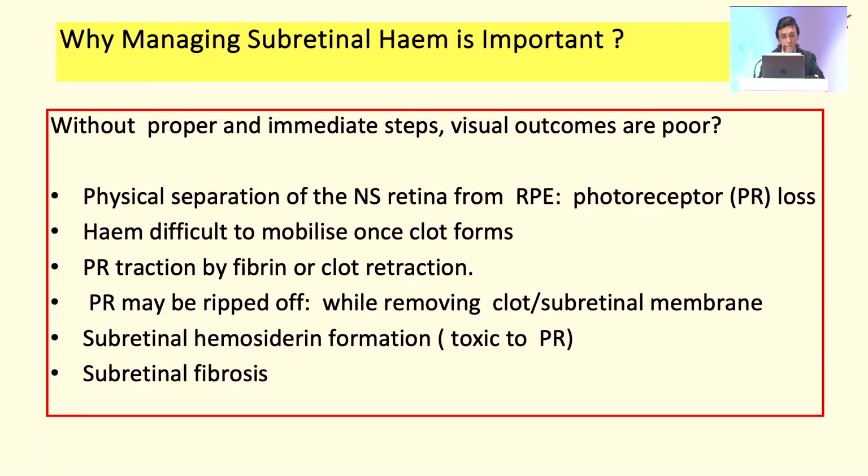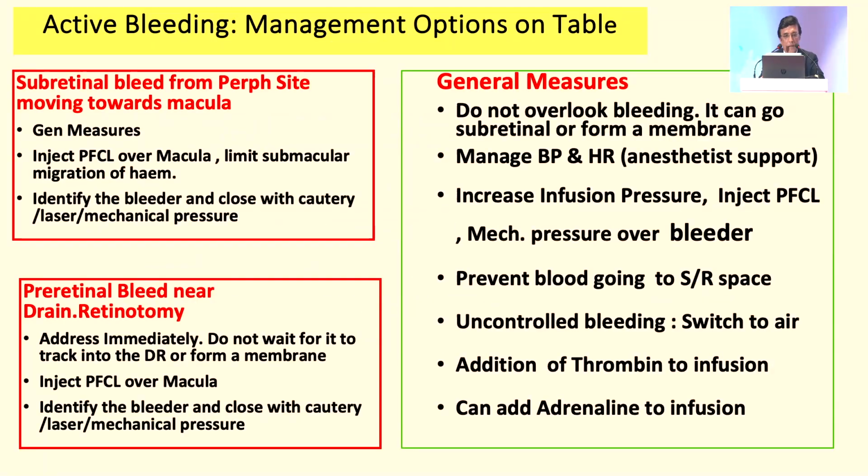It is because it causes physical separation of the neurosensory retina from the RPE, causing photoreceptor loss. The heme becomes difficult to mobilize, and that happens pretty rapidly because of clot formation. This clot can cause photoreceptor traction later on by clot retraction, or if you are trying to pull the clot off, the photoreceptors may be ripped off while removing it. Later on, hemosiderin formation is toxic to the photoreceptors, and then you can have subretinal fibrosis. Now, whenever it happens, how do we manage it?